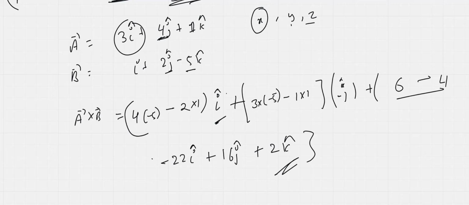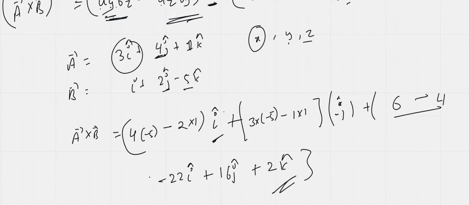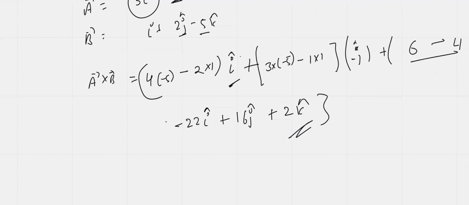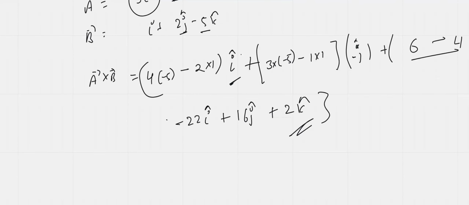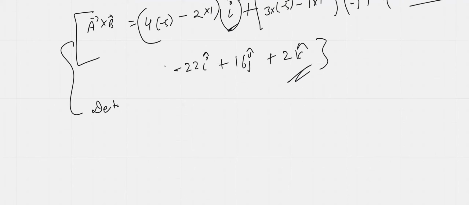If you practice a lot, 10 seconds is more than enough to do this. What we did here is exactly the determinant method. We have something called a determinant method. There, what we used to do: first we calculate for I, then J, then K. I'll just explain it in a very fast manner.